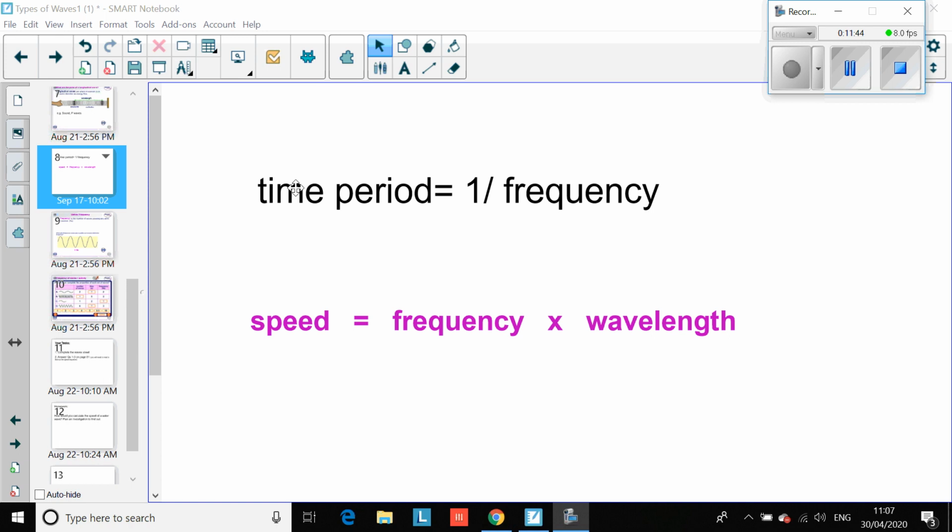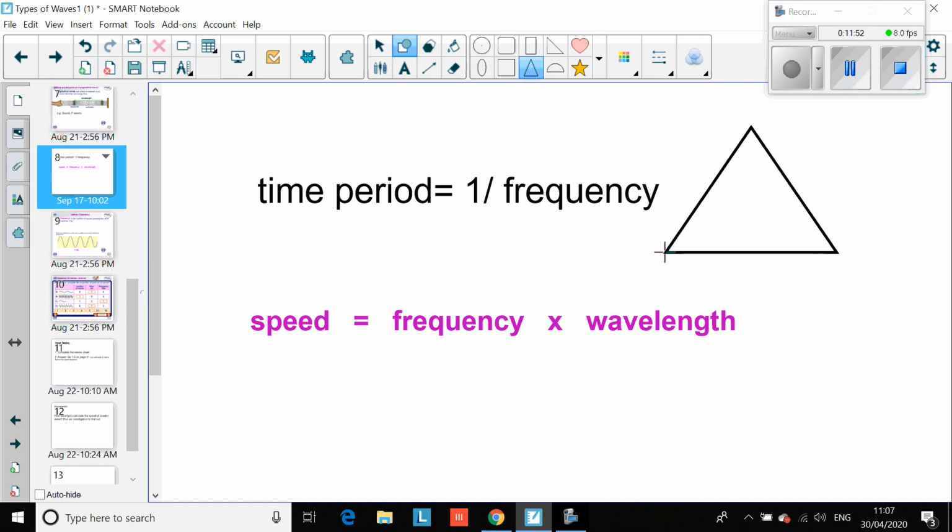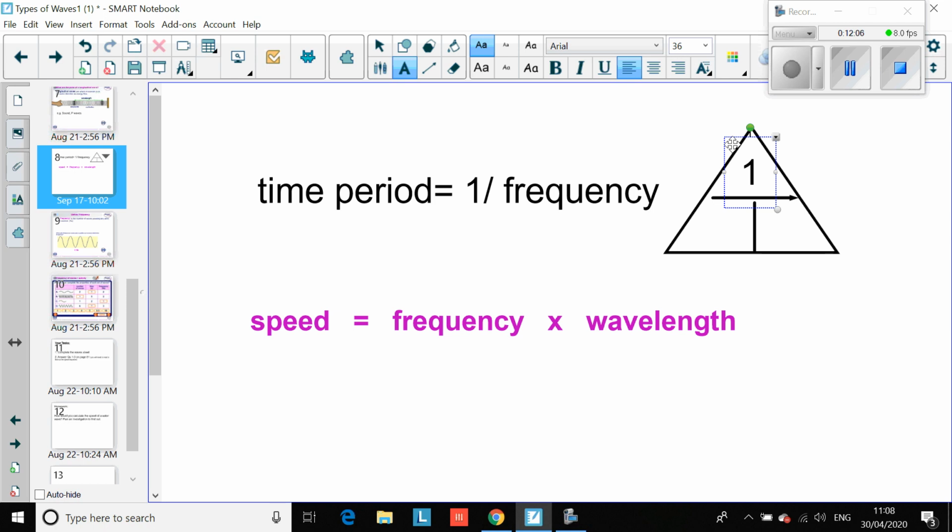So basically, 1 over the frequency gives you the time period. So what you'll need to do, as always, is triangle that up. So like this, 1 over the time period. So essentially, 1 would go at the top. Yeah? Then you've got frequency and time period. Okay. Frequency is measured in hertz. 1 is just 1, and time period, as it might suggest, is measured in seconds.